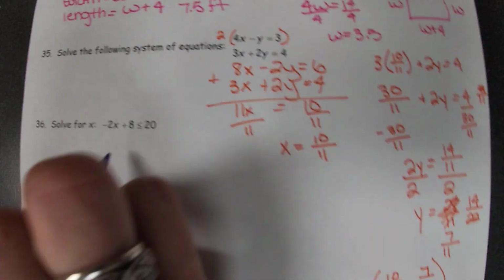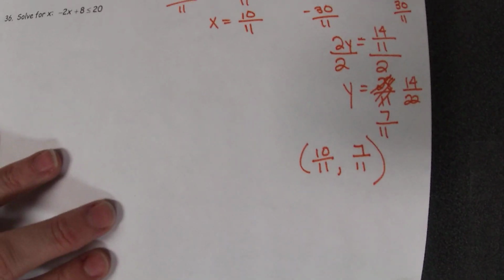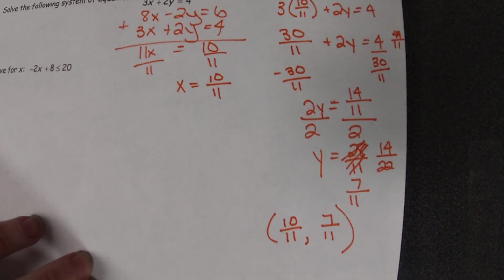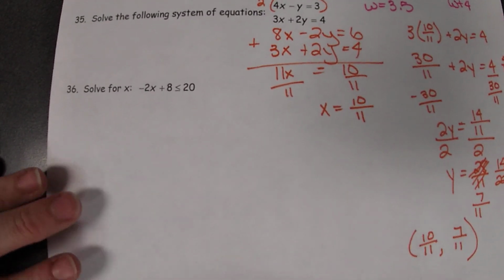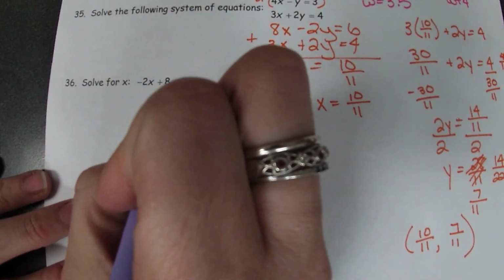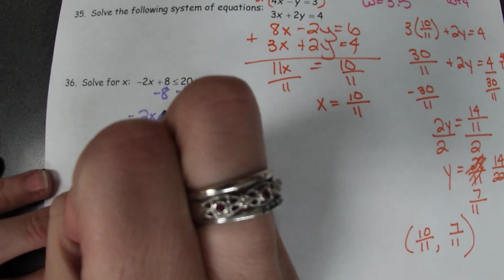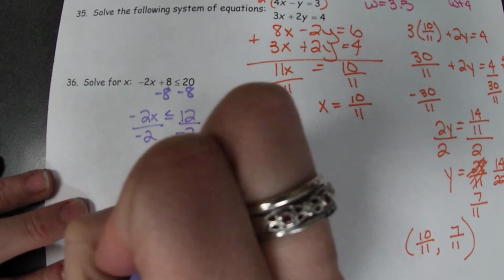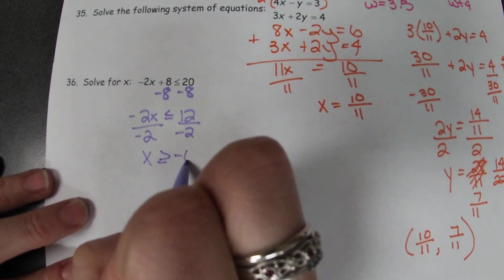Number 36, we undo, here's that work, guys. I'm sorry, I think I got a little bit too low. So there it is, so you can see it. Number 36. When we divide by negative, we have to flip that inequality sign.